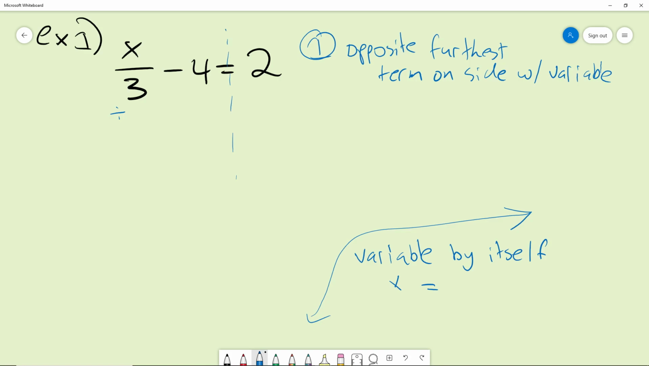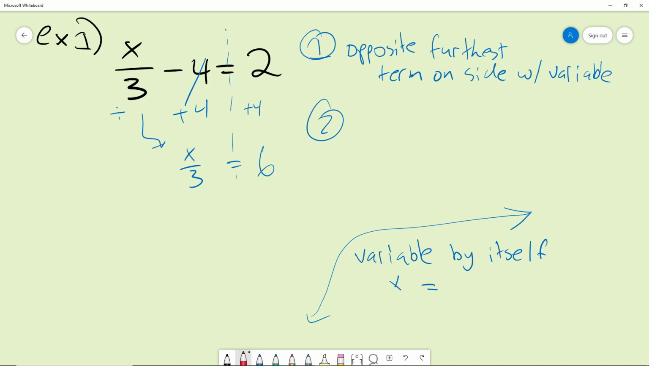These are attached. Whenever you have one attached, like multiplication or division, you're going to do that one second. So here I'm going to do the opposite of negative 4 to both sides. Add 4. And then what do I have left here? I still have x divided by 3. I'll add my other side and get a nice 6. And then it's a one-step equation.